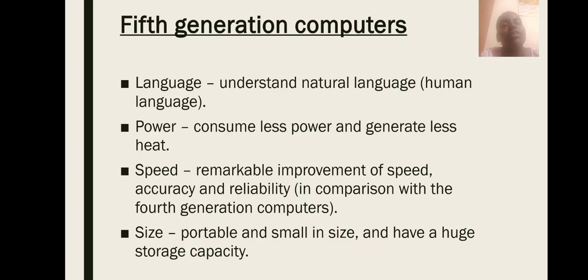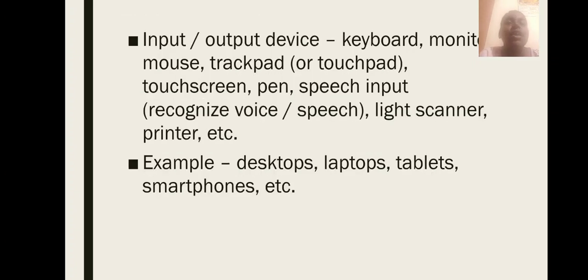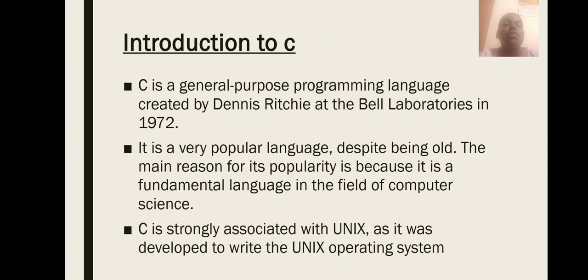The fifth generation computer. The language is understand natural language, that is human language. Power: they consume less power and generate less heat. Speed: a remarkable improvement in speed, accuracy and reliability. The size is portable and small, and they have a huge storage capacity. Input and output devices used were keyboard, monitor, mouse, trackpad, touchpad, touch screen, pen, speech input, light scanners, printers, etc. Examples are desktops, laptops, tablets, smartphones, etc. Now let's move on to the introduction to C.